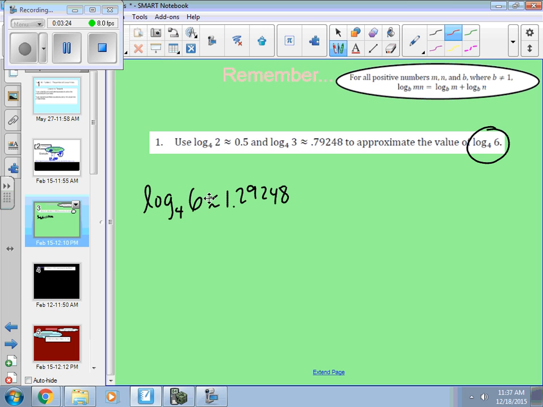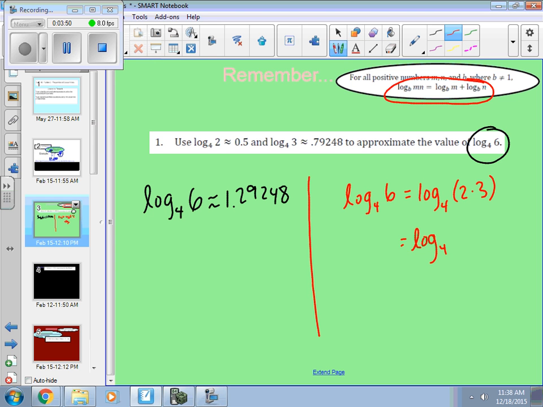Okay, we know that for log of 6, another way of writing 6 is 2 times 3. 2 times 3 is the same as 6. So if we have two things being multiplied here, using our log property, this would also be equal to log base 4 of 2 plus log base 4 of 3. So the two things being multiplied are the two numbers here.